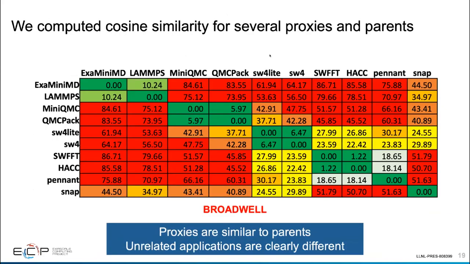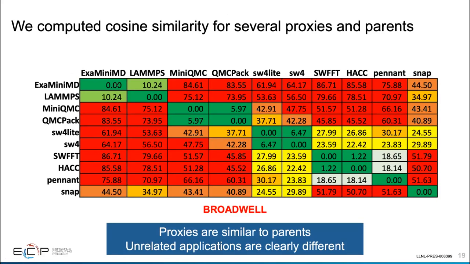All right. So here I am showing cosine similarity calculations for a number of proxies and parent applications. These were collected on a Broadwell platform. I'm showing the full matrix, even though it's a symmetric matrix, so you can only pay attention to the upper right and the lower left, whichever one you like best. Now, the first thing you notice is that all the applications and all the proxies are perfectly similar to themselves. That's a good check that we get zeros all the way on down the diagonal.